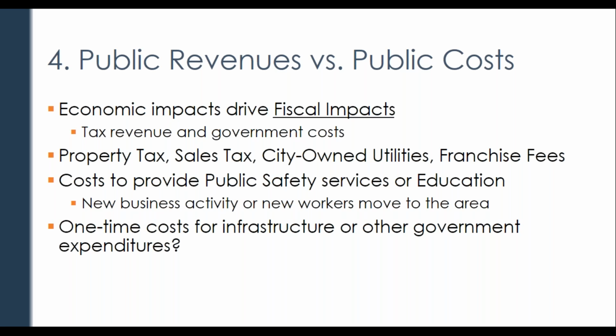And then finally, listed here too is any one-time costs for infrastructure or other government expenditures that you're aware of. We can think about the incremental things with the third bullet, but then the fourth bullet is like, well, what about the one-time things that may occur as well? We want to make sure that those get reflected in this balance between the public revenues and the public costs.